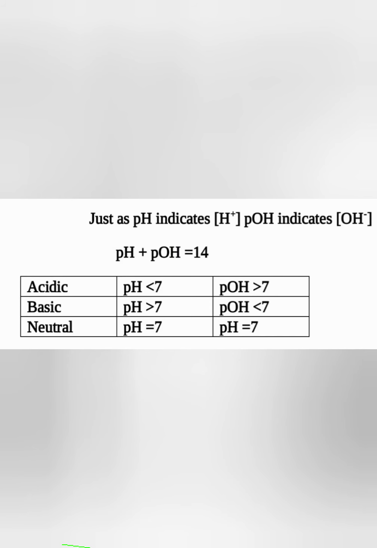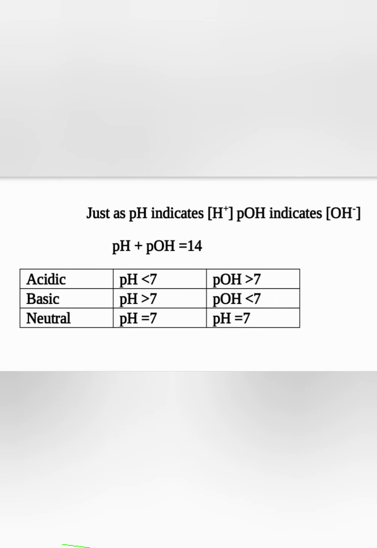Just like pH indicates the hydrogen ion concentration, similarly, we have one more term, that is pOH. pOH indicates the concentration of OH minus ion. So what's the relationship between pH and pOH? If we add the pH value and pOH value, we should get 14. So that's the relationship between pH and pOH. Once again, pH indicates the hydrogen ion concentration, and pOH indicates the OH minus ion concentration. pH plus pOH will give you 14.